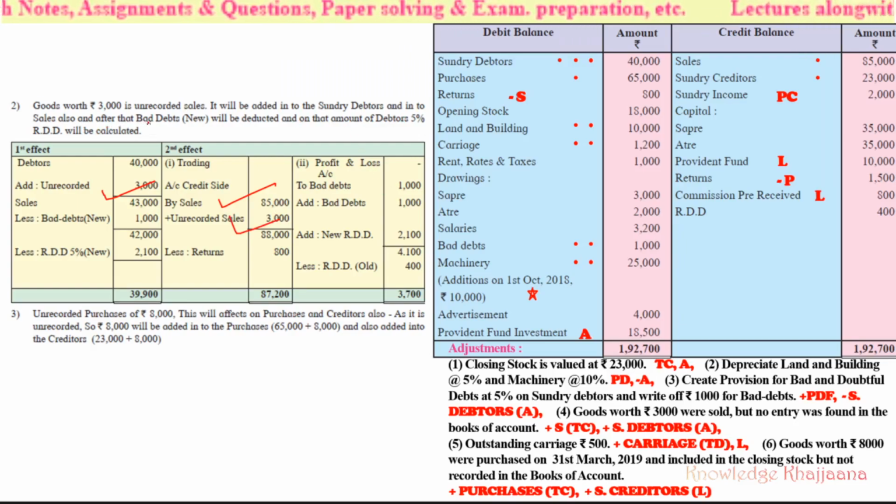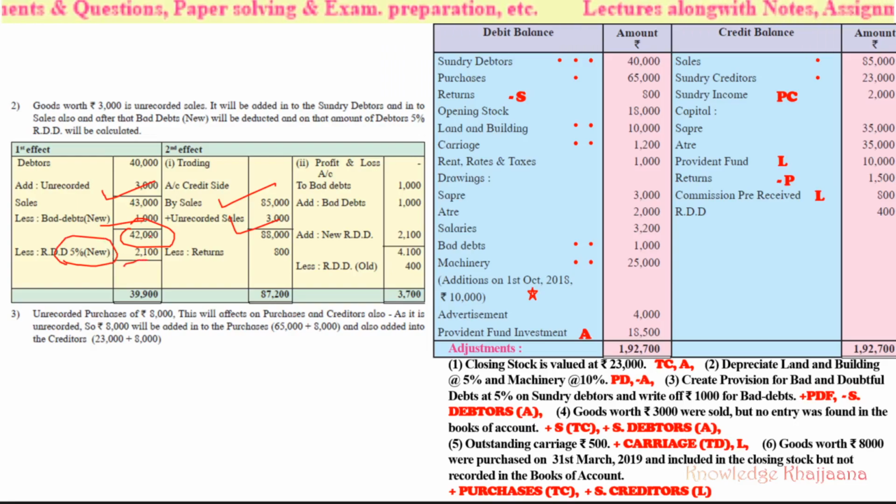Okay. After that, bad debts, new bad debts will be deducted on that amount of the debtors. So you have to record to the debtors also. After recording this unrecorded sales, you have to calculate the bad debts. On these bad debts, you have to calculate the new RDD, new percentage RDD. I had asked this question in one of the days for the quiz also. So this would be the final amount. 42,000 minus 2,100, whatever is the remaining value is the amount of final debtors.